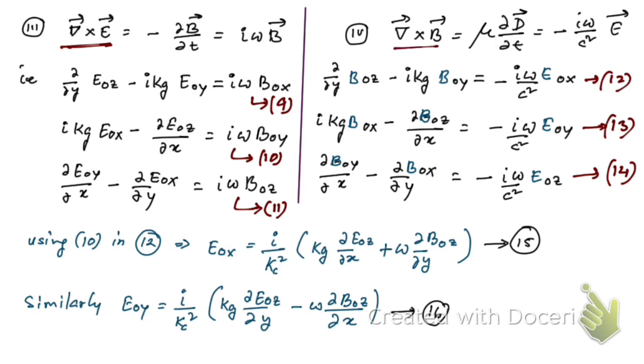Similarly, del cross B will give these three equations. Okay, now we're going to solve these equations. First we're going to solve 10 and 12. If we solve 10 and 12, then what we're going to get, here you see, iB0y will be replaced by this value, iB0y, that will be equal to 1 by omega of this, right? So we're gonna put this value here. Okay, hope you have understood this.